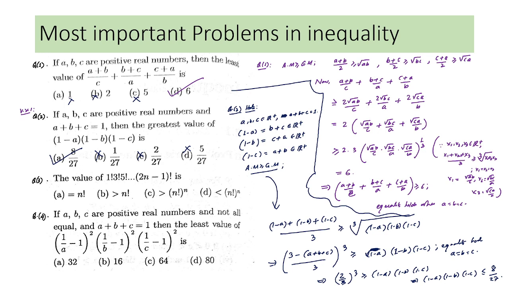Now we come to the third question. The value of 1 factorial, 3 factorial, and 5 factorial up to 2n minus 1 factorial. What is the value of the factorial? That we need to check, and after that we will strike out which option will be correct. So for question 3, what will be the solution?